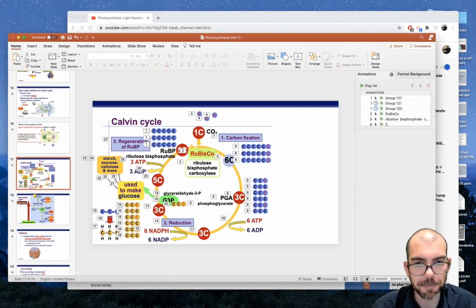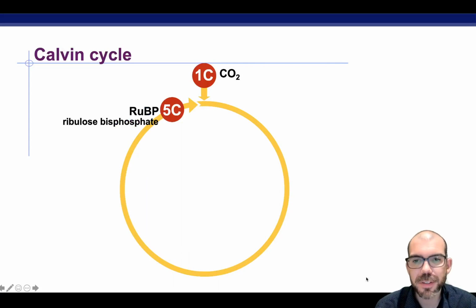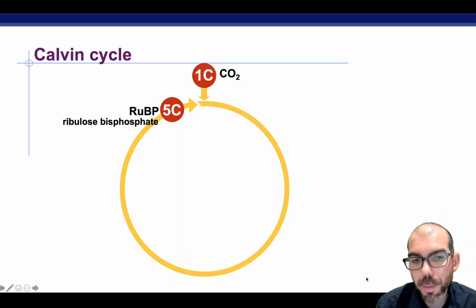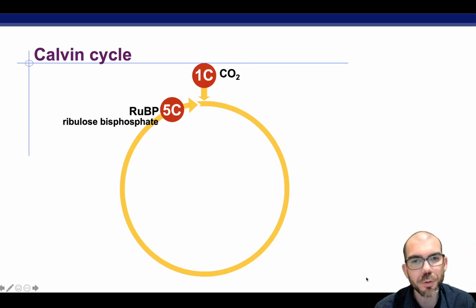So that's the Calvin cycle. It's a lot to take in. Let's review it again. So here is my Calvin cycle, and again, this is happening in the stroma of the chloroplast. It's a cycle, so we're beginning with the end product, and our end product is RuBP. RuBP is a 5-carbon molecule. The plant's going to take in 1 molecule of CO2, which has 1 carbon.